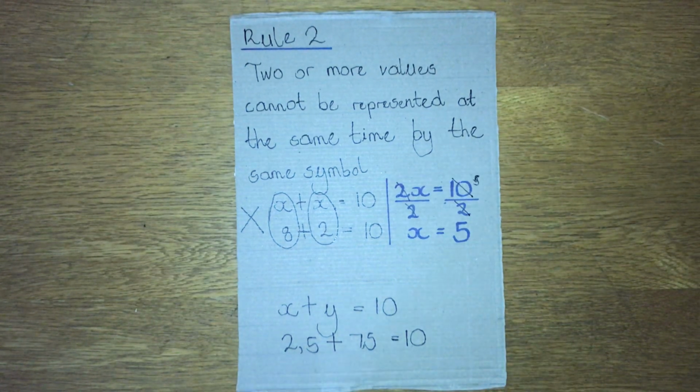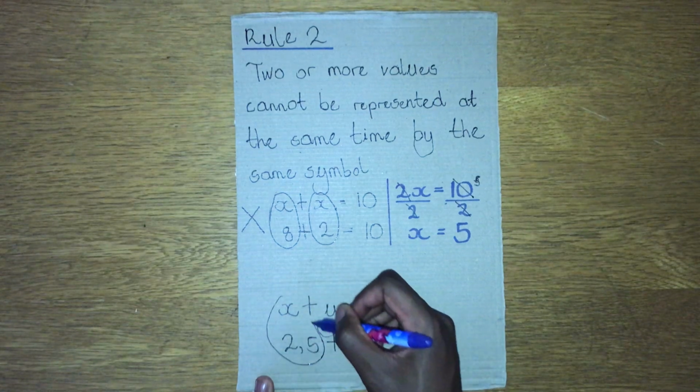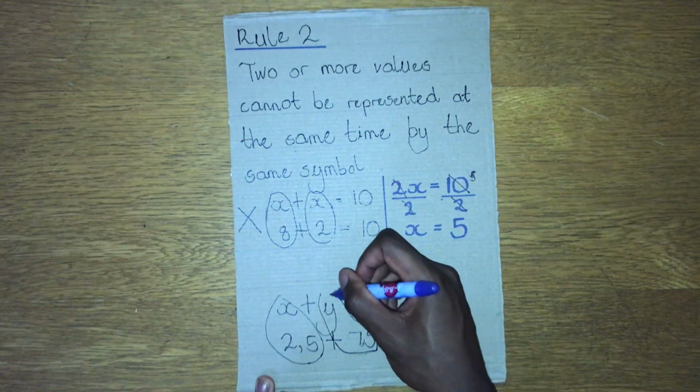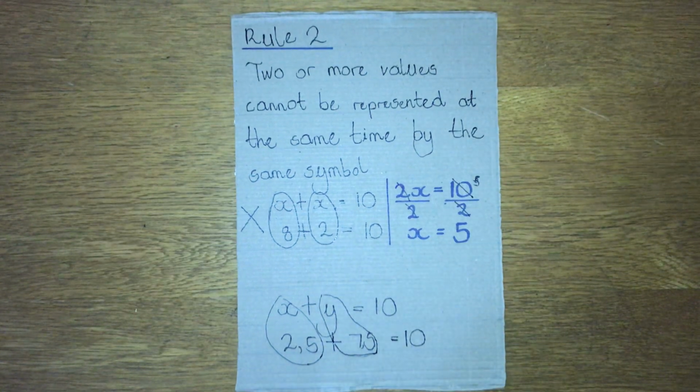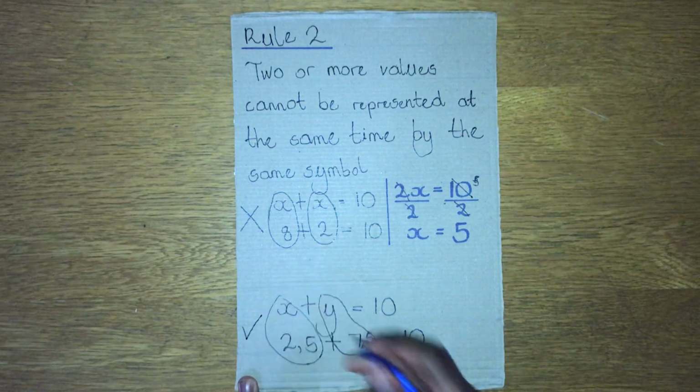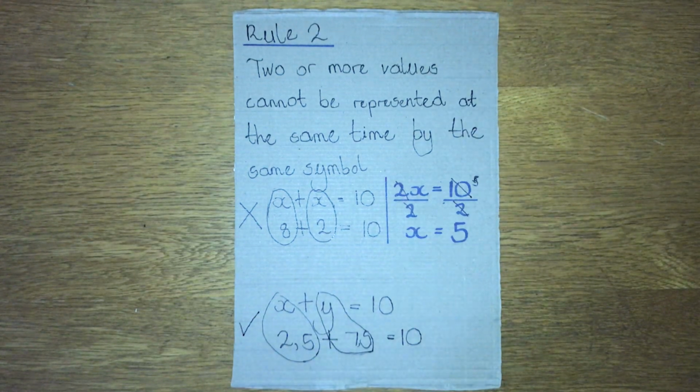Now on to our second example, x plus y is equal to 10. Now as we can see here, each letter represents its own unique value. So hence indeed our rule 2 does take into play here. So 2.5 plus 7.5 is equal to 10. And this is justified and indeed correct, as both letters are different.